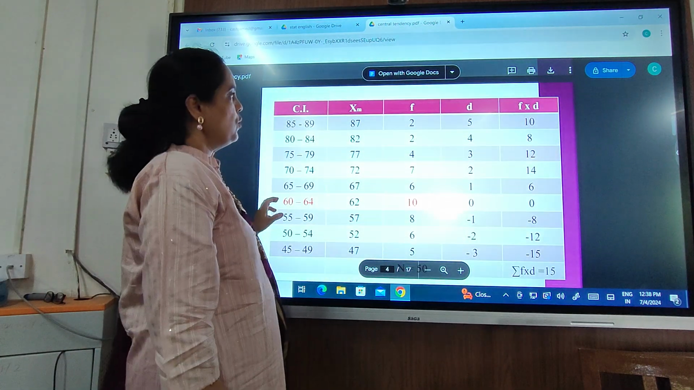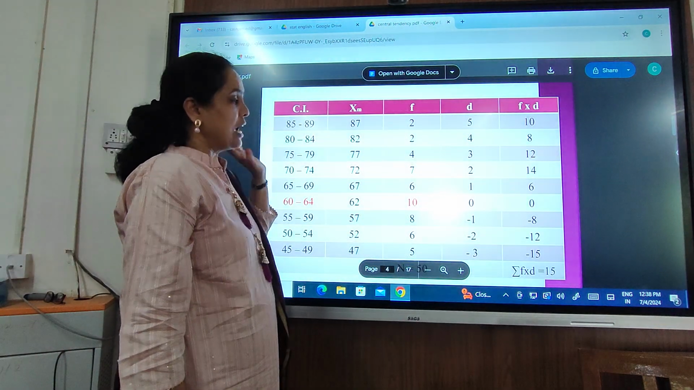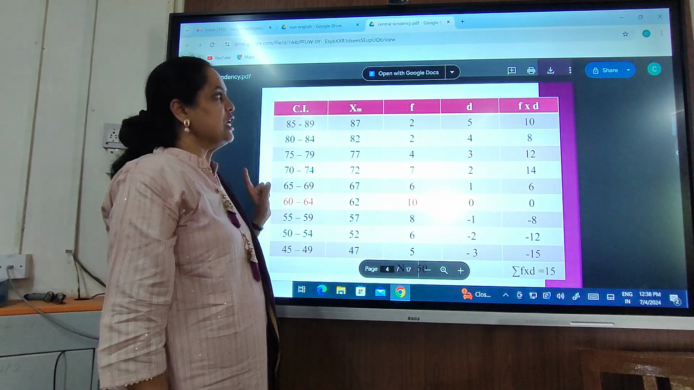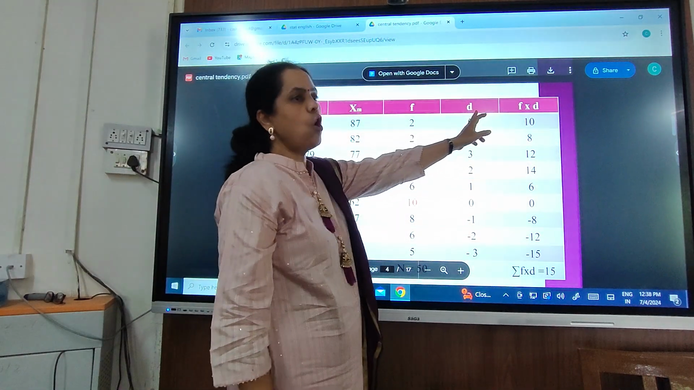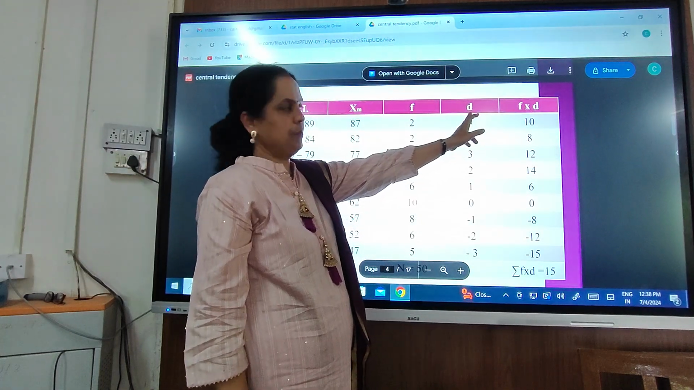Okay. Now how to find out? According to the formula, there is a need to find out the simple deviation. So the next column should be deviation.